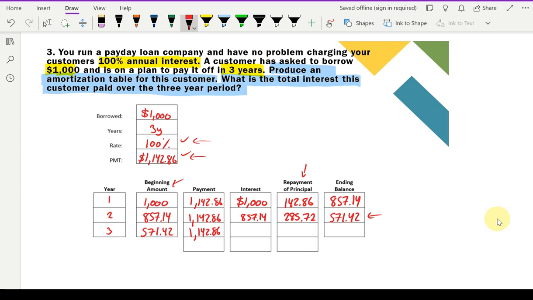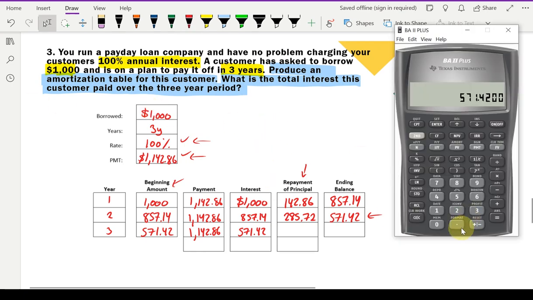$571.42 at 100% interest rate, let's make sure we get that right. Yeah, $571.42. And now we're going to subtract the 1,142.86 minus 571.42. Okay, that leaves us with a payment of, notice it's exactly the same as our beginning amount because it's our last year and we're paying it off, $571.44.